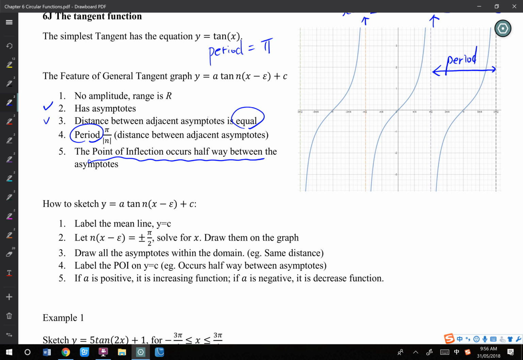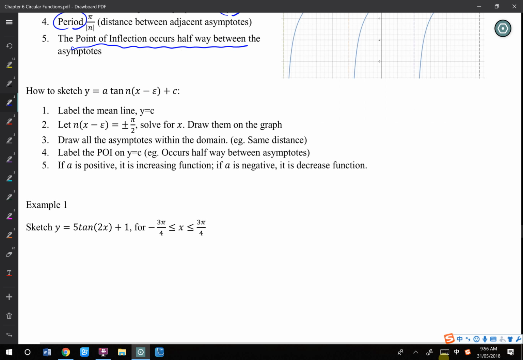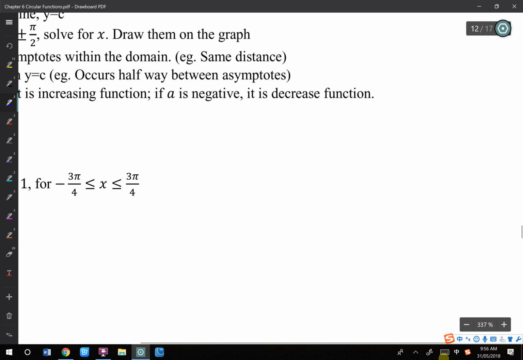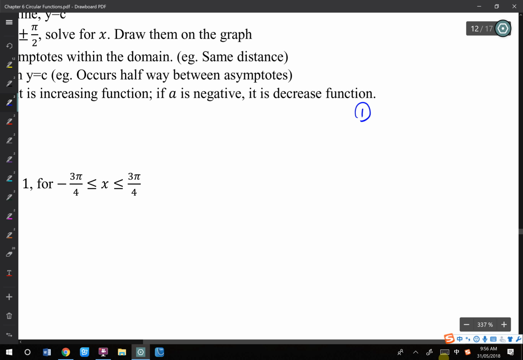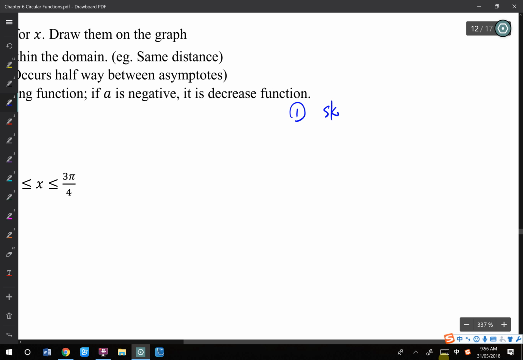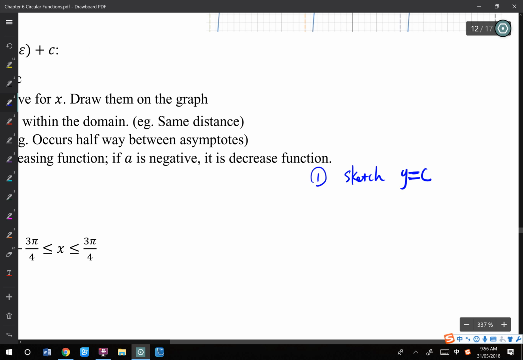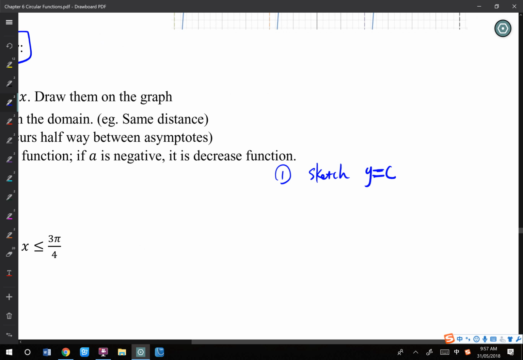Alright, let's talk about how to sketch it. I will write down the steps for you here. So the first step is to sketch y equals c. That's where the point of inflection exists, where c is the constant you add at the back. y equals c is where the point of inflection is.